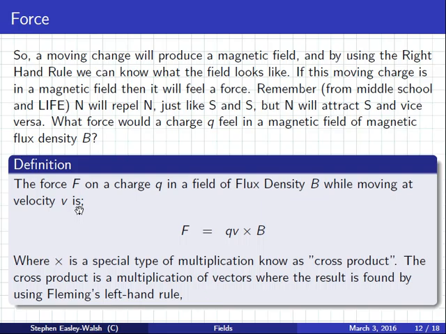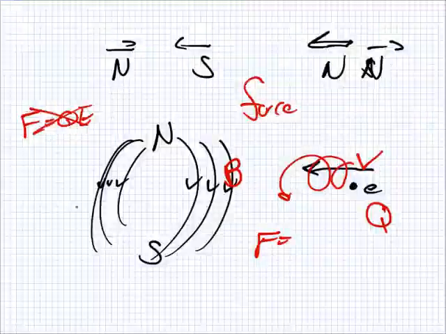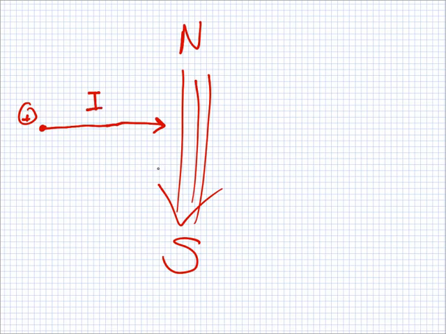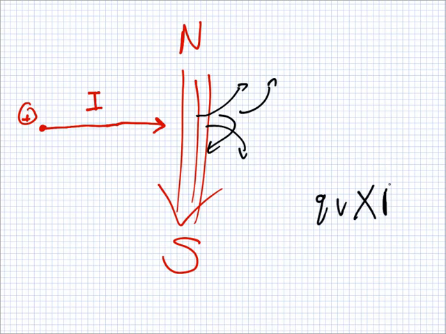So let me explain a little bit more about the special multiplication here. Let's keep it simple. Let's say there's a north here and a south here, so the field is going down like this. And there's a positive charge here, so the current is going to the right here. This is I. So the question is, which way will the force act? Will it move up? Will it move down? Will it move right? Will it move left? That's what the cross here is for.